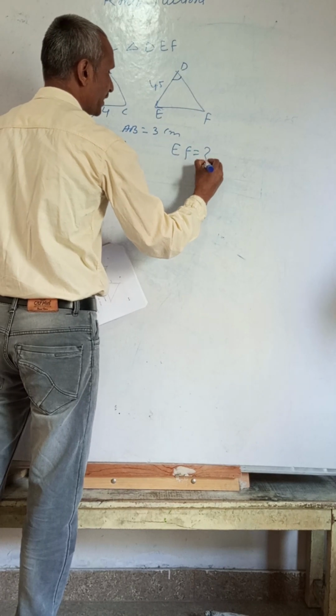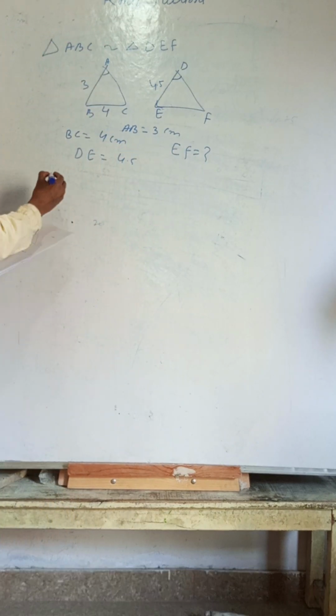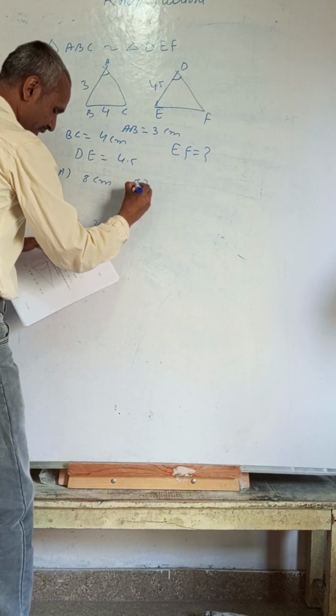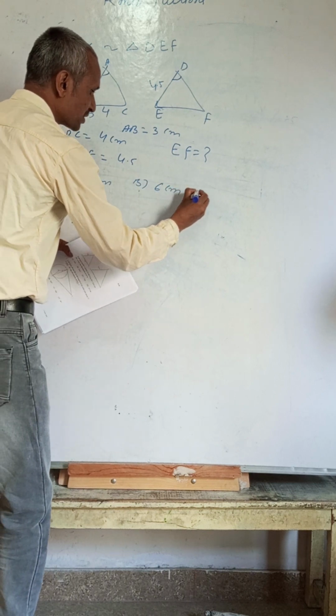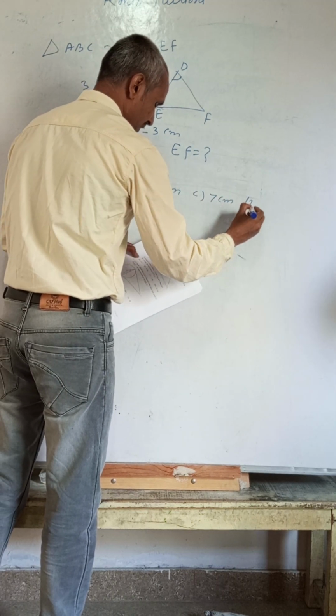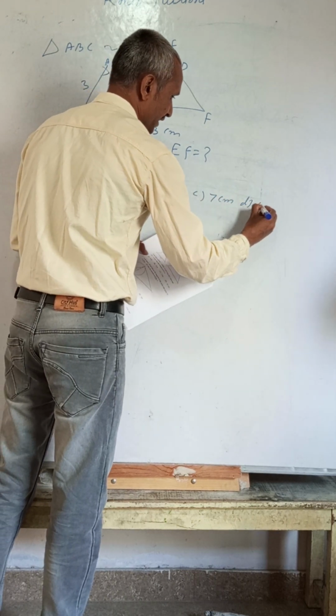EF we are going to find out. Options given: option A, 8 centimeter; option B, 6 centimeter; option C, 7 centimeter; and option D, 6.5 centimeter.